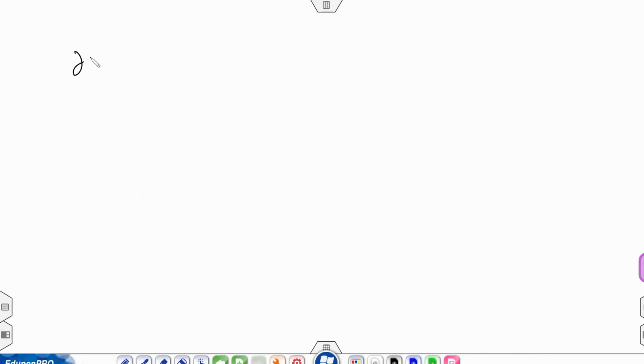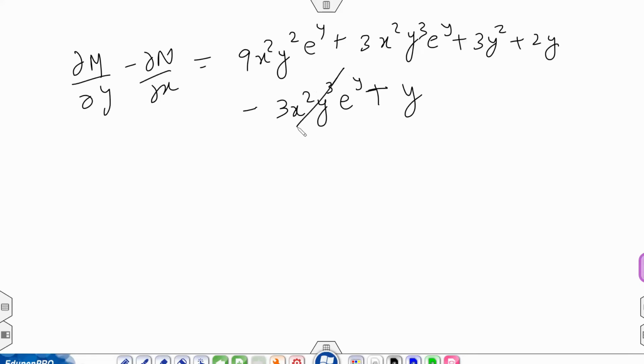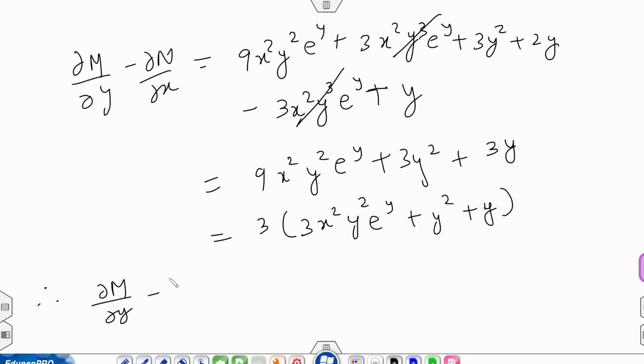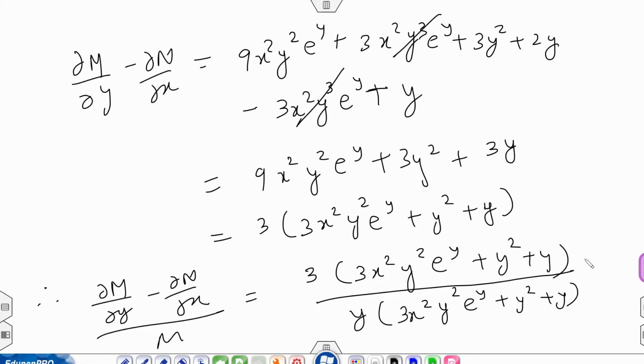Okay, so let's do that. I've just written all the terms and then I'm seeing what is cancelling out, and after that I'm getting this e to the y square, and if I add both of these I'm getting this. Okay, so now I can take 3 as common, and you are getting this thing. Therefore del M by del y minus del N by del x divided by M will be 3 by y, which is a function of y only, right? This is your function of y alone.